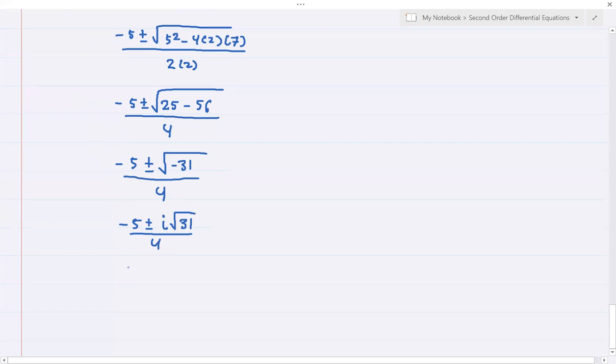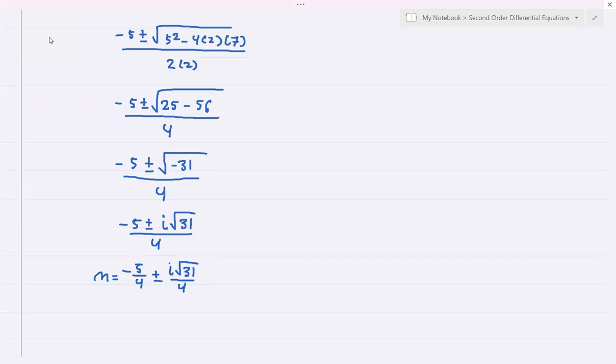And we can decompose them, so we can have negative 5 over 4 plus or minus imaginary times square root of 31 over 4. So that is your m value. That would be your m value. So, since this is your m value, what would now be your u function?